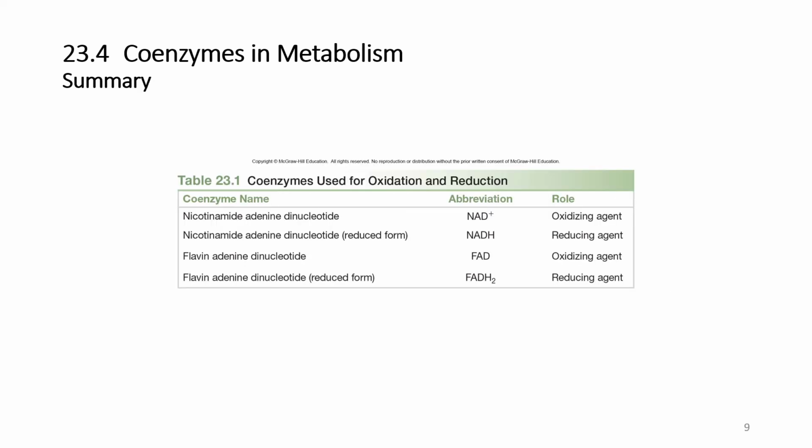So here's a table that summarizes the coenzymes that we just looked at. NAD+ in its oxidized form, NADH in its reduced form, FAD and FADH2, giving their roles and their full names. And you should be familiar with these.